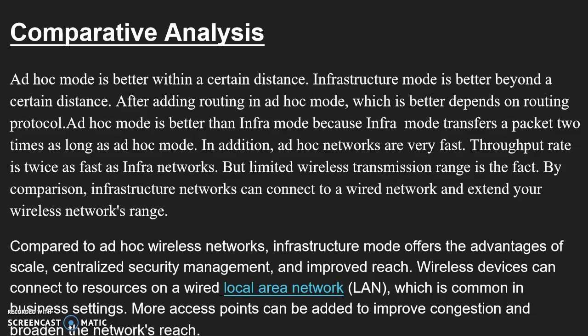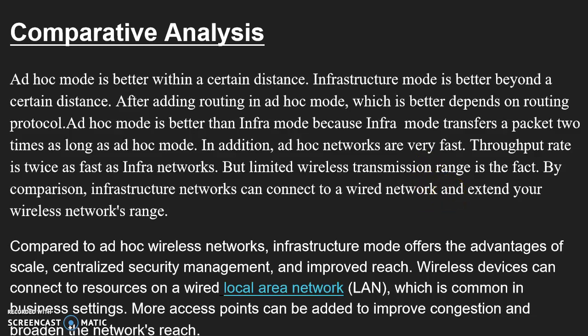Infrastructure is better beyond a certain distance. After adding routing in ad hoc mode, which is better depends on the routing protocol. Ad hoc mode is better than infra mode because infra mode transfers a packet two times as long as ad hoc mode. Also, we can see that ad hoc networks are very fast. Throughput rate is almost twice in ad hoc as compared to the infra mode.